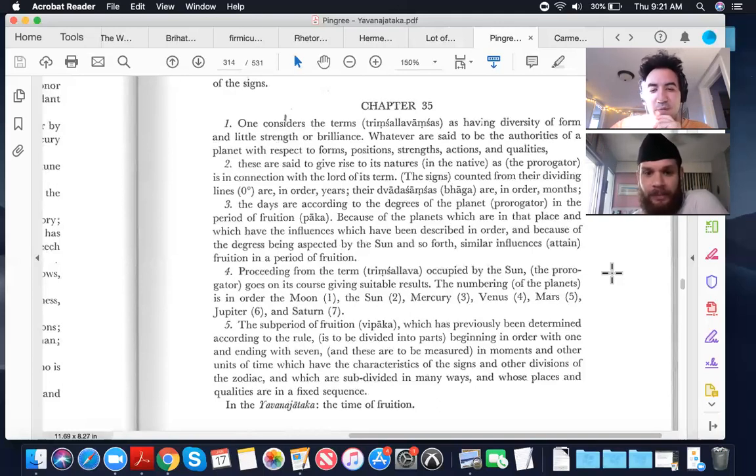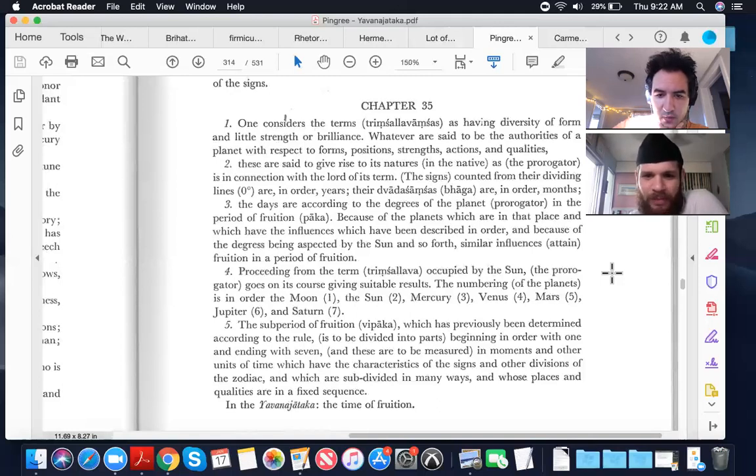So in the fifth shloka, he says this is the sub-period of fruition, and he's mentioning this. He first mentions paka, which would be the period, and then he mentions vipaka, which would be the sub-periods, and that's what gave it off, right? The idea that it's a Time Lord system, which has previously been determined according to their rule, is to be divided into parts, beginning in order with 1 and ending with 7. I didn't understand that. I didn't either. Yeah.